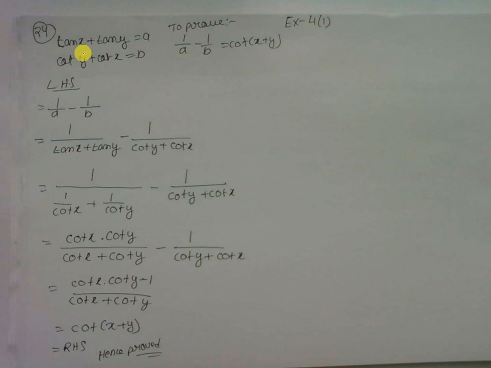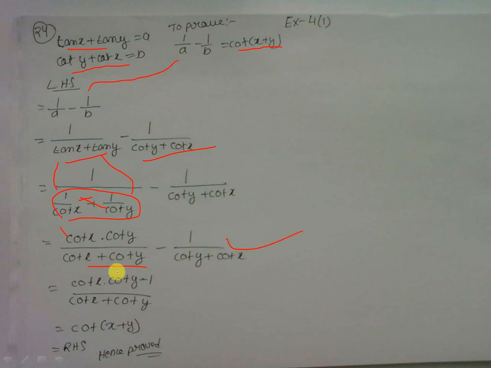Next, given tan x plus tan y equal to A, tan y plus tan z equal to B, we have to prove that 1 by A plus 1 by B equal to cot x plus y. So left hand side you take 1 by the value of A, that is tan x plus tan y you put, and 1 by B, B value is cot y plus cot x. Now tan means 1 by cot. Do LCM cot x cot y, that will go up, here cot y, here cot x, that is cot x plus cot y, and here as it is.